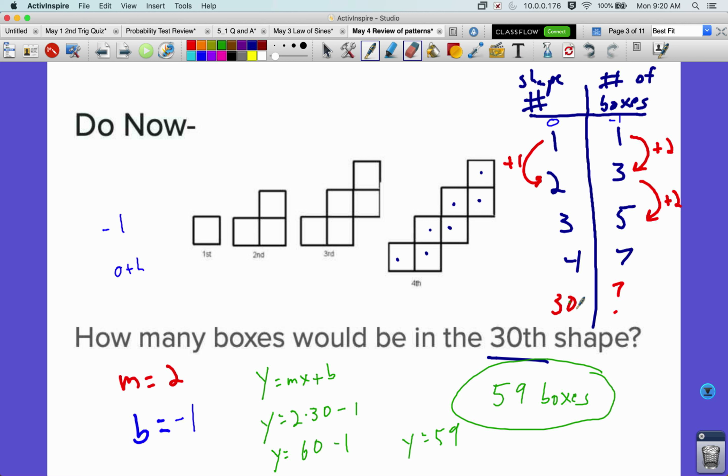All right, and 30 is not that big of a number that if this was on a test and you wanted to double check your work, you could count all the way up to 30 by just adding 2's to make sure that it's 59. But once you're confident with your math, you can just go with that.